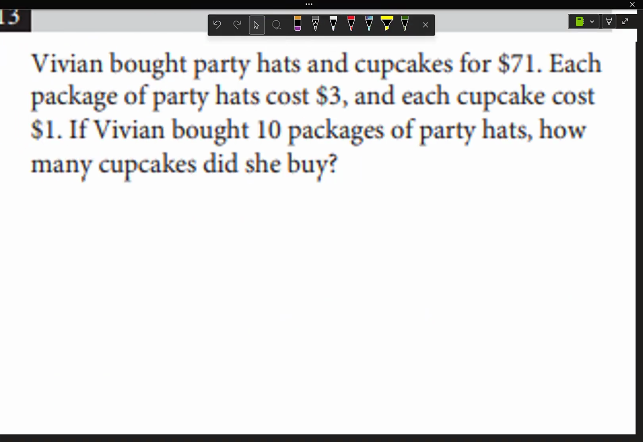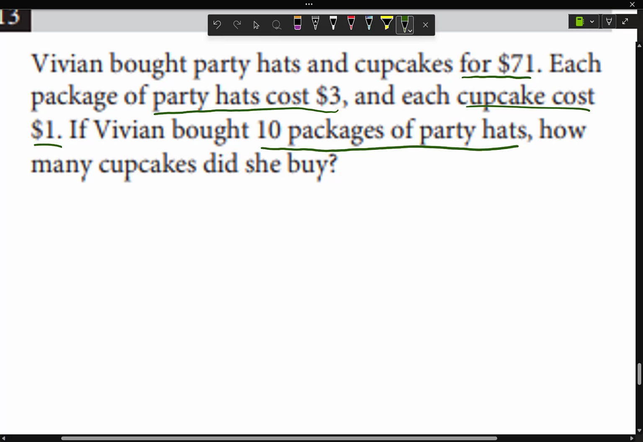Question 13, Vivian bought party hats and cupcakes for $71. Each package of party hats costs $3. Each cupcake costs $1. If Vivian bought 10 packages of party hats, how many cupcakes did she buy? So I'm going to circle this because that's 10 packages of party hats, and then I'm going to circle the $3.